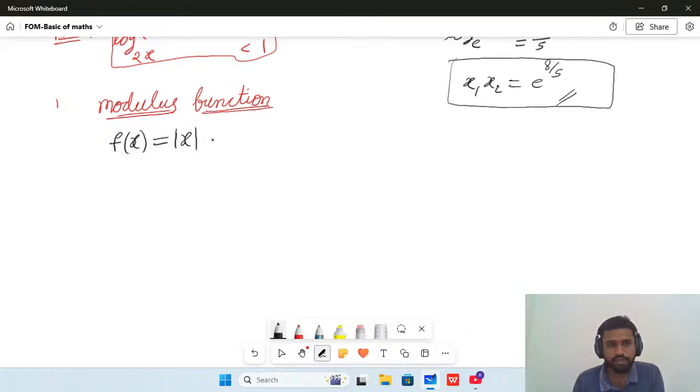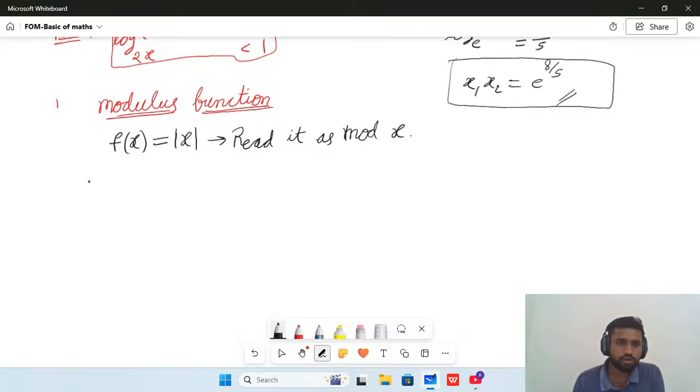So how to read it? Read it as mod x. Simply we can read it as mod x. Okay.